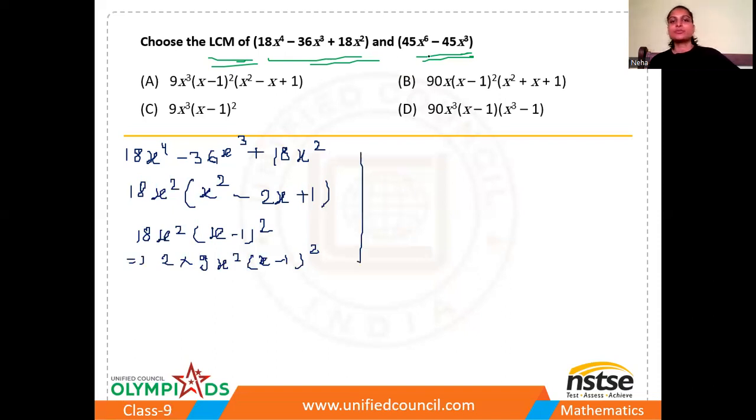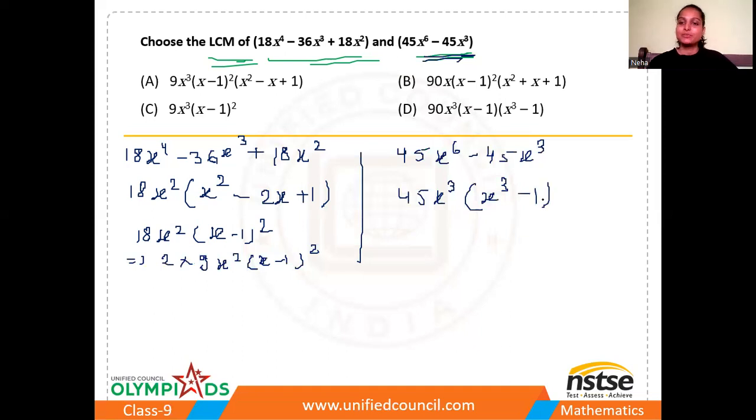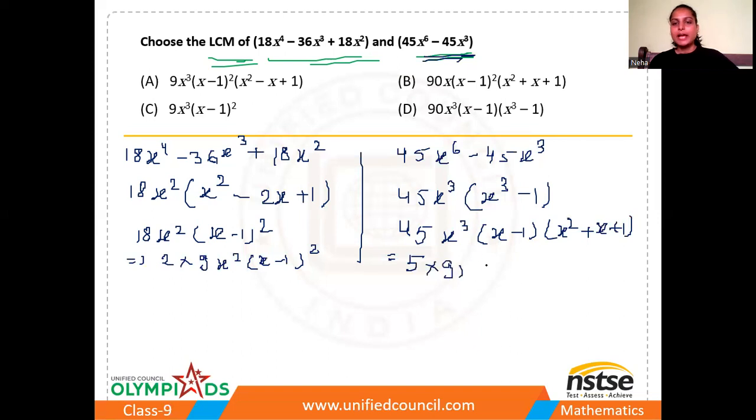Now let me do the factorization for the second term. This is 45x to the power 6 minus 45x to the power 3. So 45x cube I can take common. The remaining term is x cube minus 1. x cube minus 1, I know the formula: it is x minus 1 into x square plus x plus 1. So 45x cube, and 45 I can write as 5 into 9. 5 into 9, x cube into x minus 1 into x square plus x plus 1.